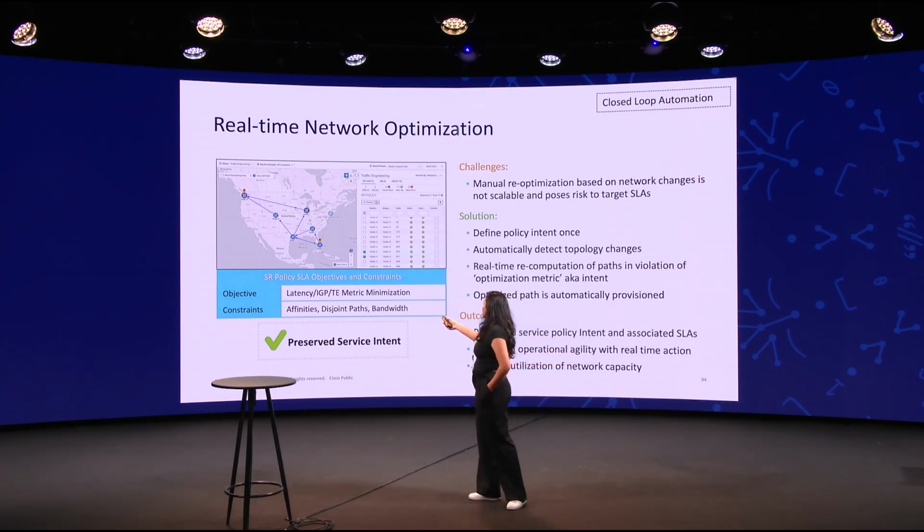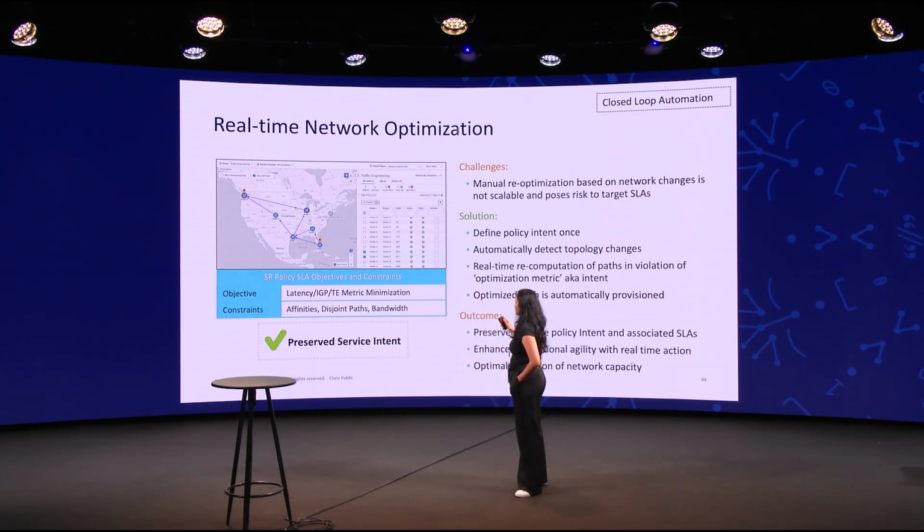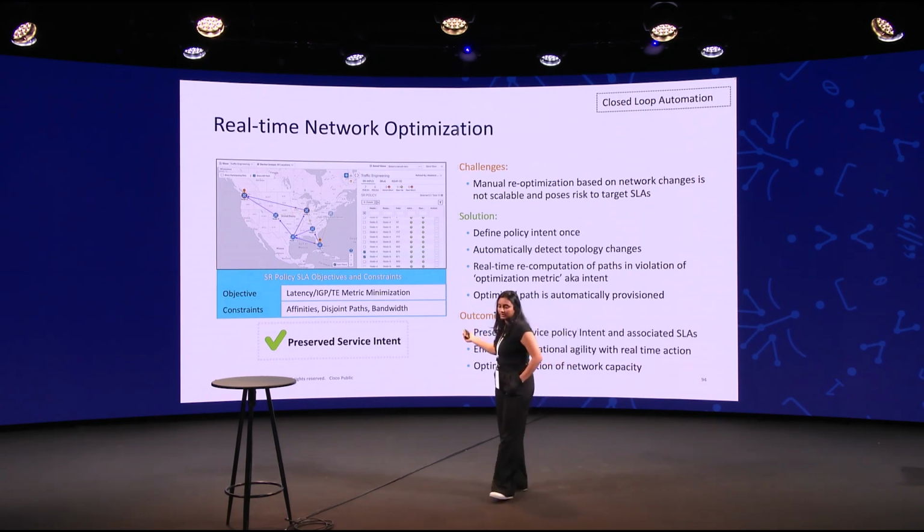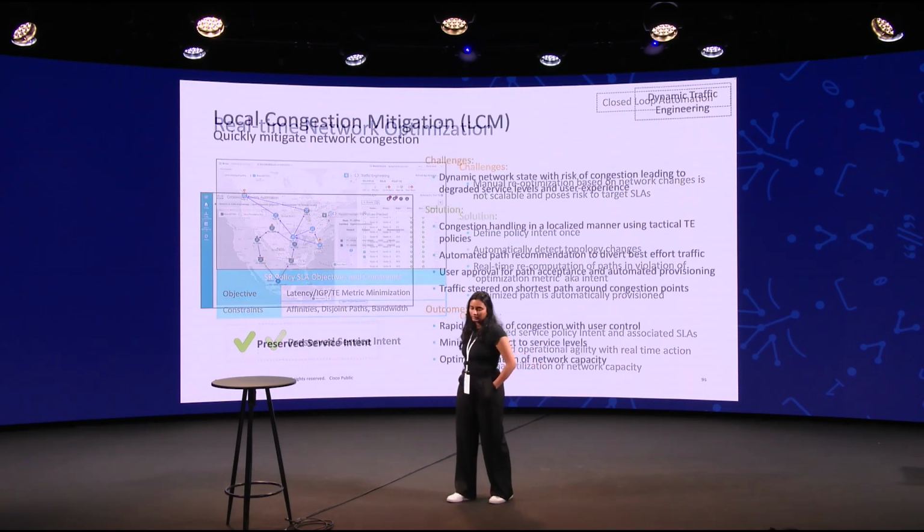So the metrics we support are latency, IGP-TE, metric minimization. We also support Flex-Algo, so you can customize the metrics that you want to do. For constraints, we support affinities, disjoint constraints, and bandwidth. I'm going to talk about bandwidth next.